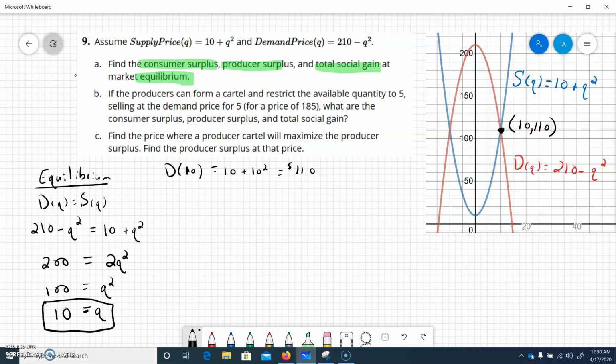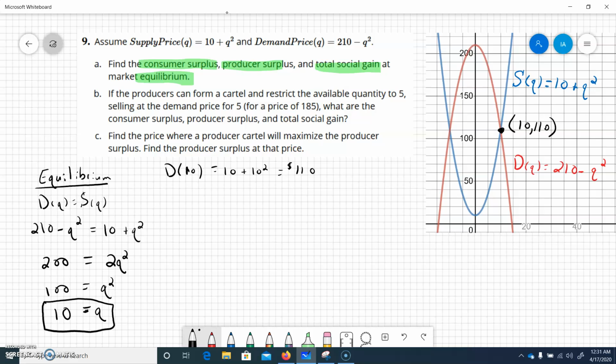So the graph was accurate, but if we didn't have a way to graph it, or we weren't sure if our graph was accurate, I would not want to guess. But we have an equilibrium point of make and sell 10 items at $110 a piece. So now we've got to do the consumer surplus.